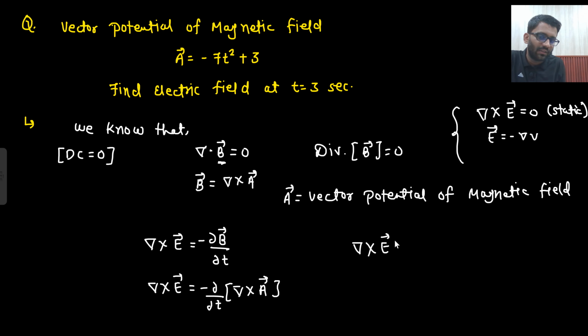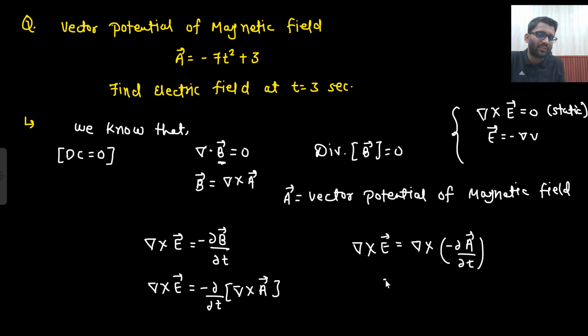So del cross E. Why don't we write a vector sign on del here? Because del is an operator. It is not a quantity. If it was a quantity, we would put a vector sign, and then you could not take del by del t inside. But it is not a quantity. It is an operator, right? So here del cross, the minus sign will be there anyway. So what I am doing is del cross of minus del A by del t.